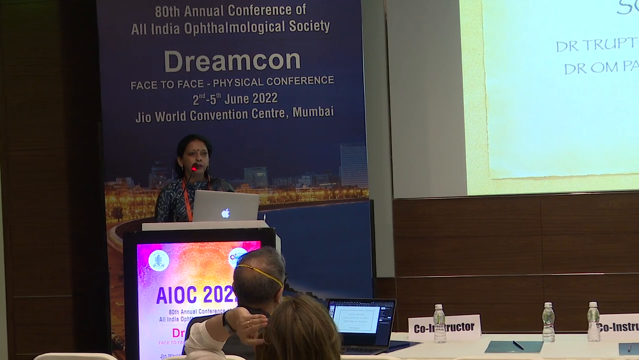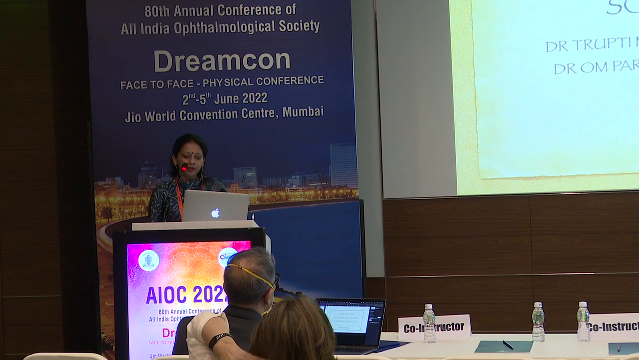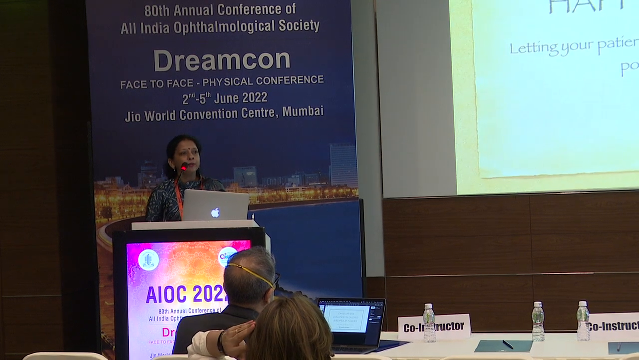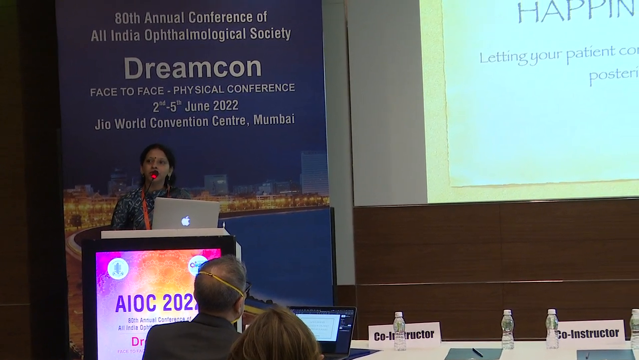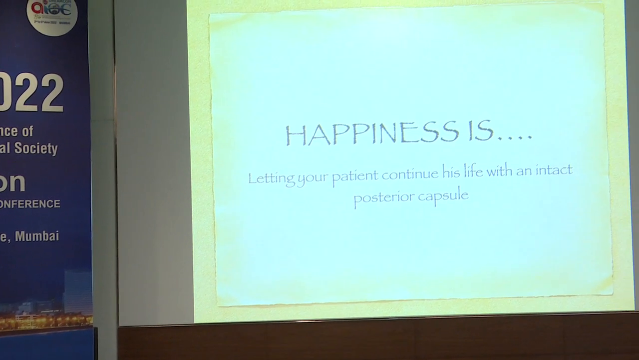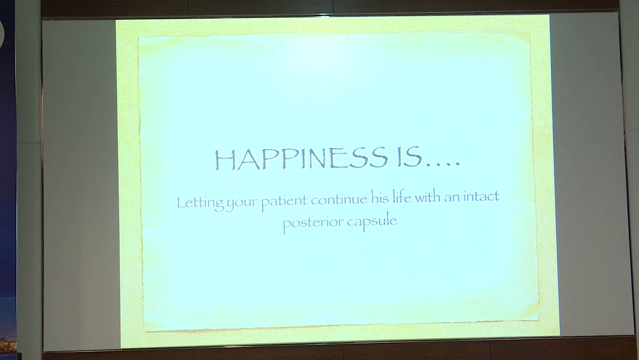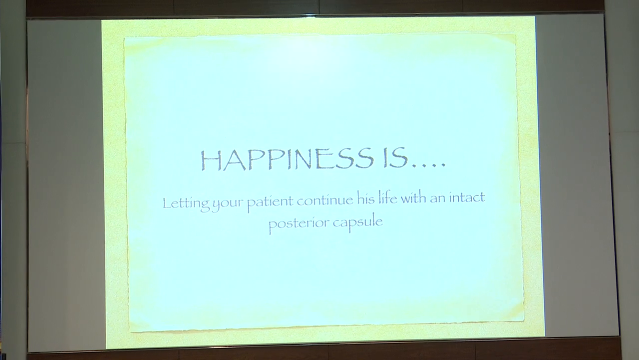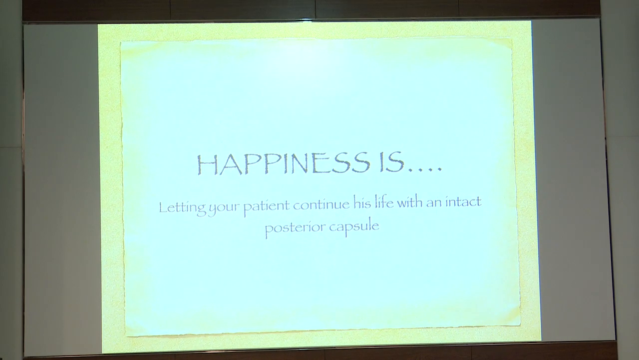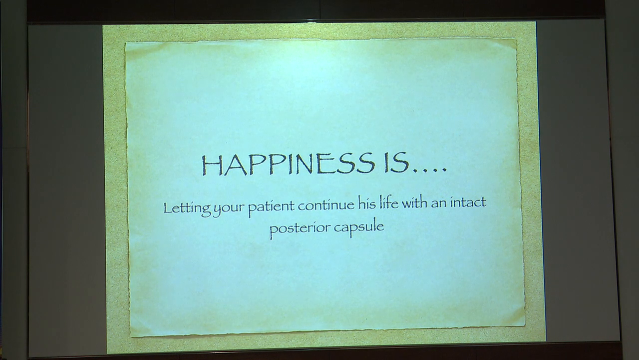I would be talking on PCR during phacoemulsification. For every cataract surgeon, happiness is to let the patient have an intact posterior capsule his entire life. So our happiness depends upon the intactness of this 4 micrometer, or 4 micron, posterior capsule. But most of the time the commonest complication encountered is a posterior capsular rupture, which may occur in 1 to 4% of the cases, but sometimes this incidence may be more.